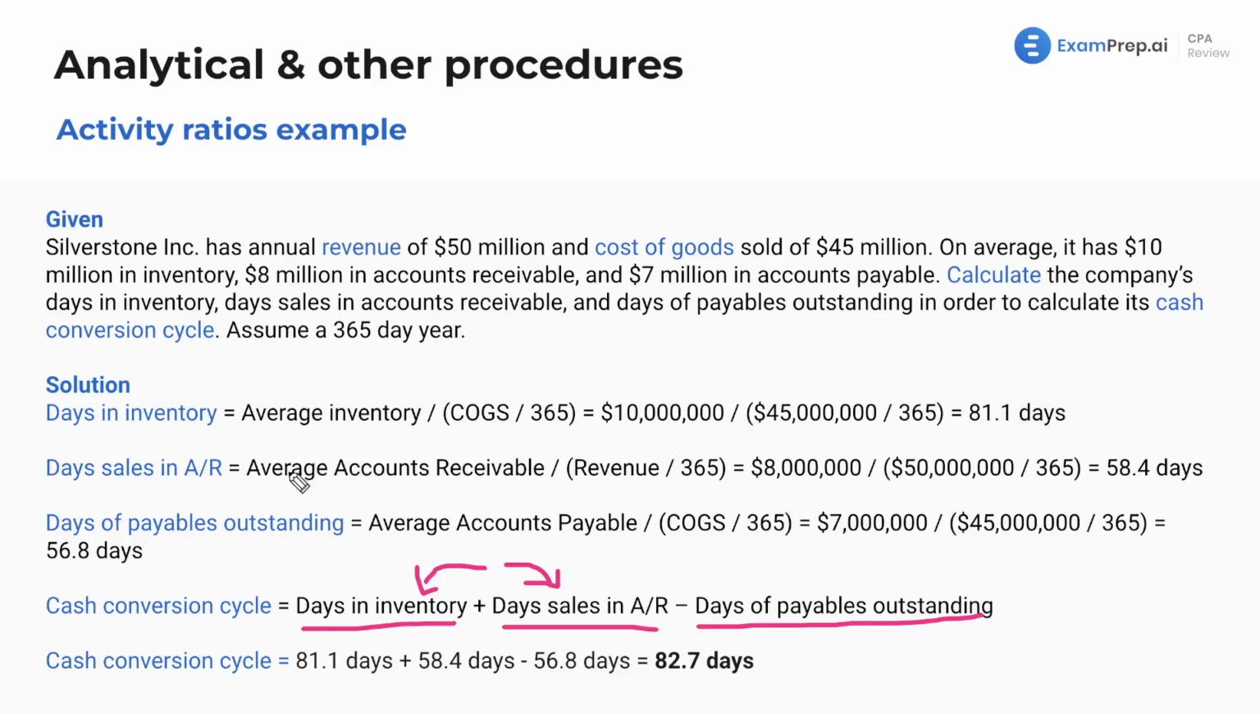So this is just simple plug and chug. We're going to take all of our amounts that are given in the question, plug them in, and then we get our 3 days amounts, add or subtract depending on what they are. That gives us our final answer of 82.7 days. Again, this is something you can see on the financial exam. However, it's something you could quite likely see on many other parts.